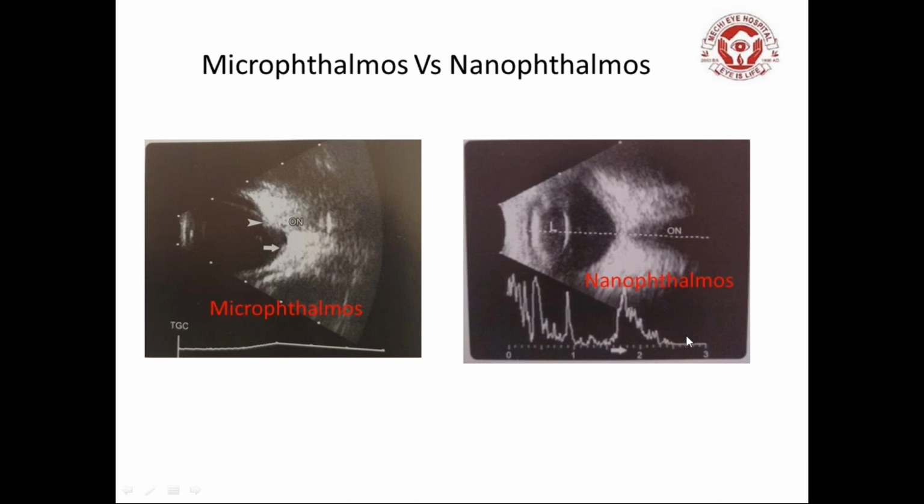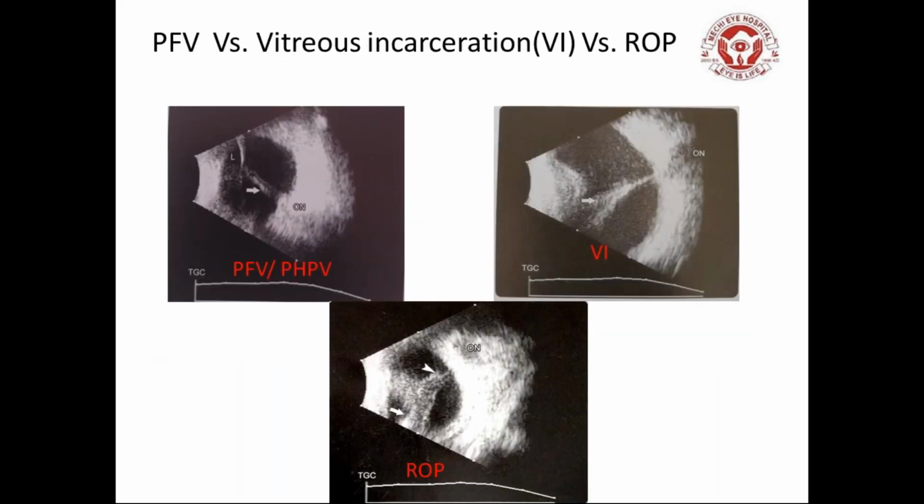These are the scans of three different cases. But by A scan only, we get confused because all look similar. In case of PFV, persistent fetal vasculature, there are band-like membranous echoes extending from the disc to the posterior surface of the lens.